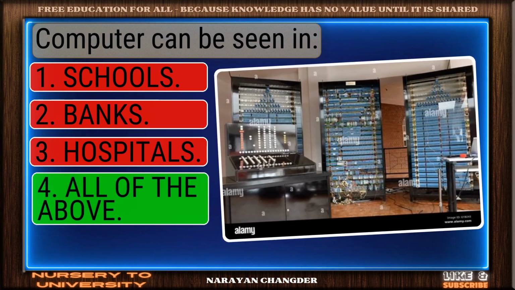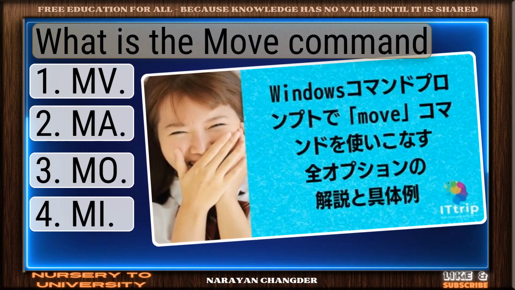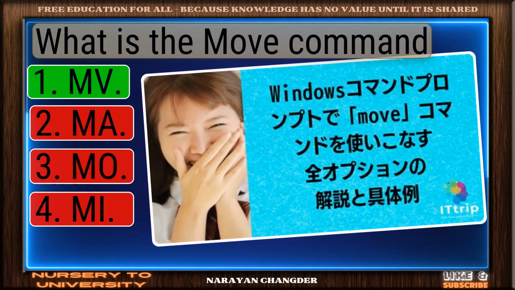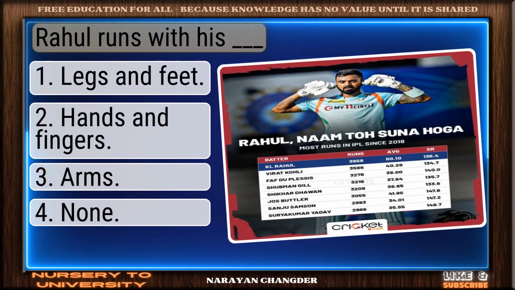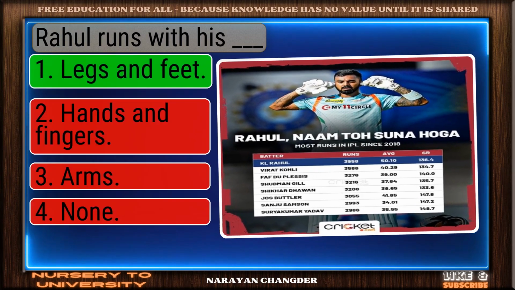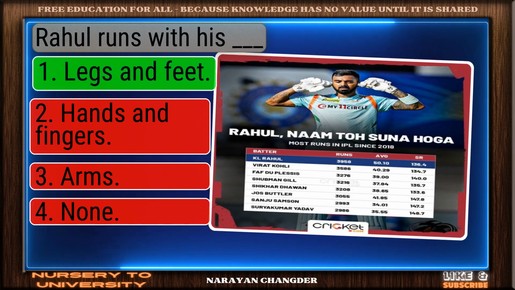Right choice. All of the above is the best answer. What is the move command? Bravo, MV is the answer. Rahul runs with his dash. On track. Legs and feet is the correct answer.